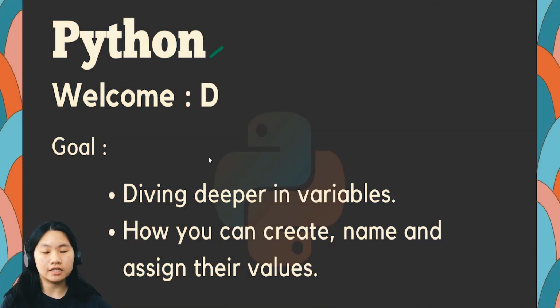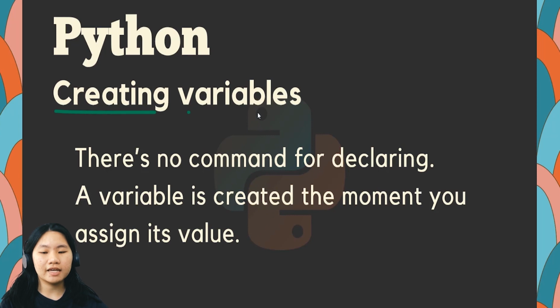Our goal for lesson number 2 is we'll be looking more into variables and the different ways that we can create, name, and assign their values, as well as learning about the different types of values that we can assign to them, or at the very least the common ones. First off, creating variables. There's no command for declaring a variable. As I've mentioned in lesson number 1, I'll link it up here. A variable is created the moment you assign it a value.